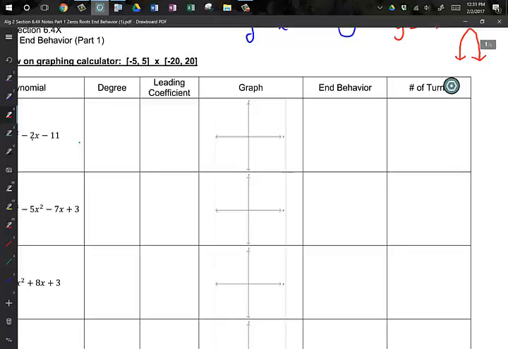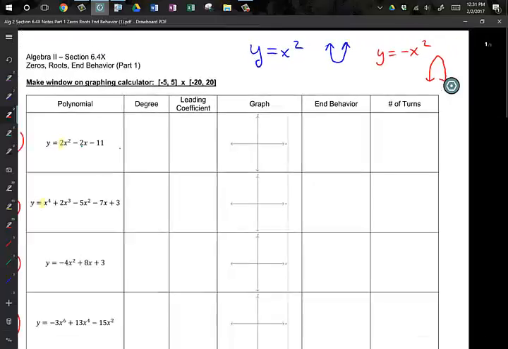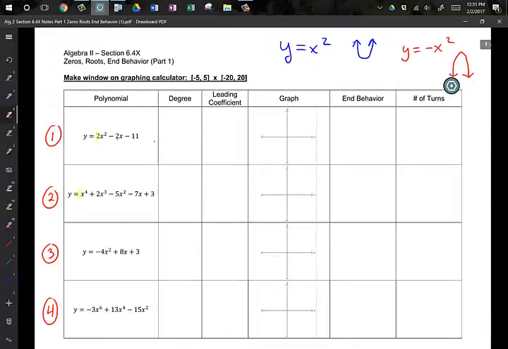So you're going to fill in the first 4 columns. This should take you about 3 minutes. And then we're going to summarize and look at each of the graphs. So go. I will be doing that while you are doing it as well.